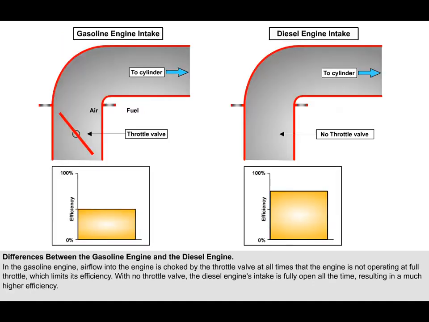In the gasoline engine, airflow into the engine is choked by the throttle valve at all times that the engine is not operating at full throttle, which limits its efficiency. With no throttle valve, the diesel engine's intake is fully open all the time, resulting in a much higher efficiency.